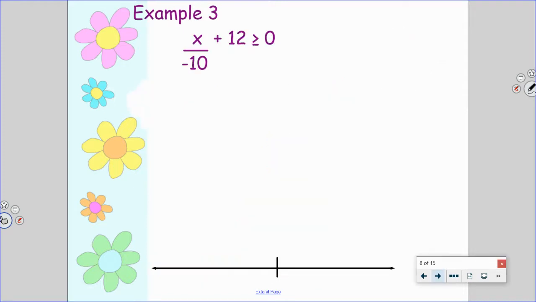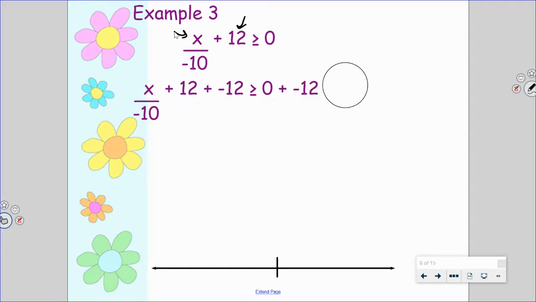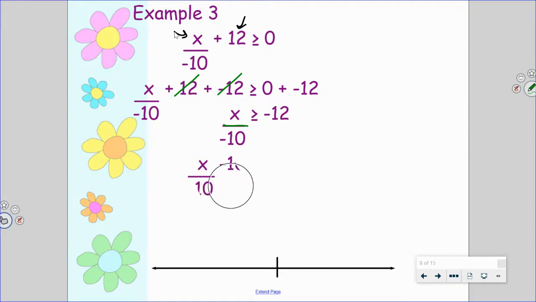Let's go ahead and take one more example of this. Our goal is to solve for x, so let's get rid of the 12. We're going to get rid of a +12 with a -12, and we're going to be fair to both sides. After all, +12 and -12 make 0, leaving us with x divided by -10 is greater than or equal to -12. Now, how do we get rid of this division? We're going to multiply both sides by a -10. Oh, and as soon as you hear multiplying by a -10, you know what that means. That inequality sign should flip around.